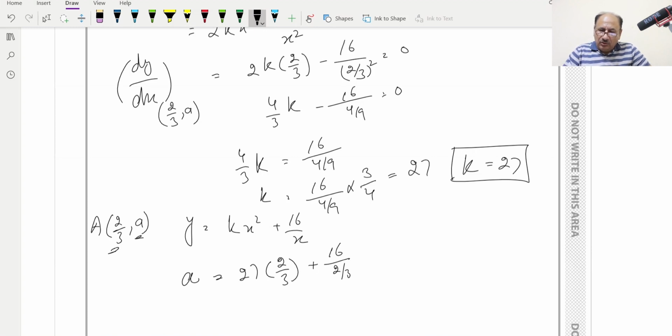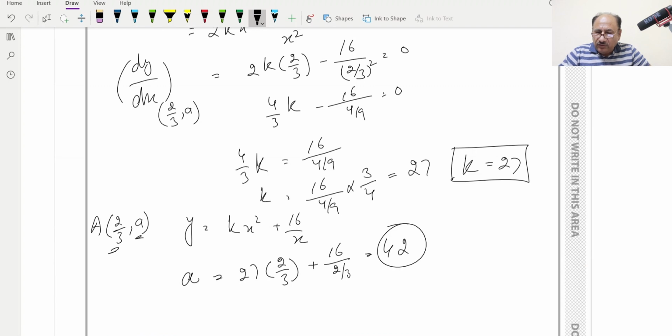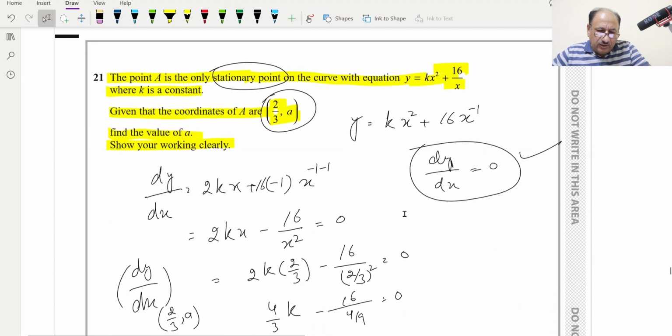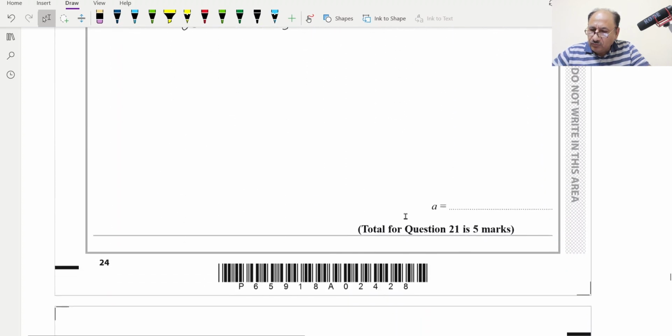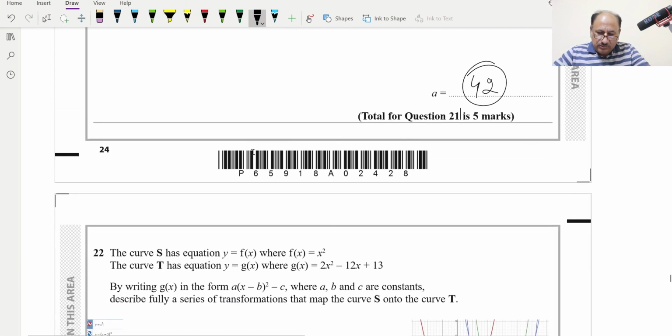Now we can simplify this. This will be 27 into 2 over 3, plus 16 over the fraction 2 over 3, and this will give us 42. So the a value will be 42. We were supposed to find the value of a, and we have shown the working also. So 42 will be our answer, which is done.